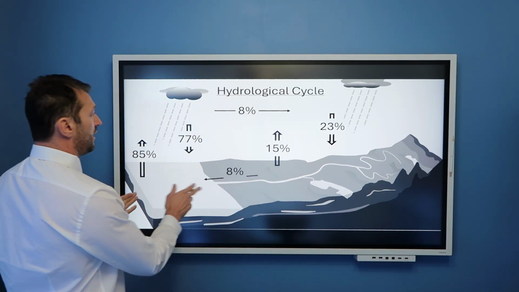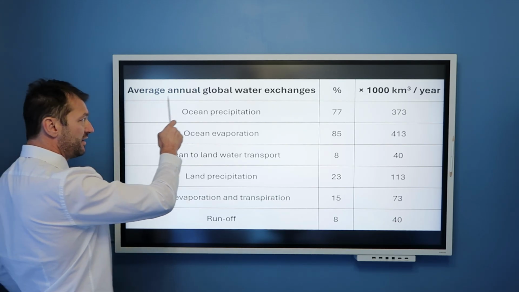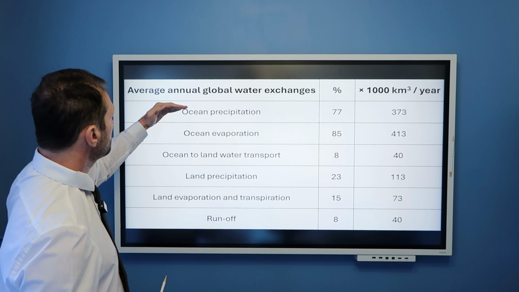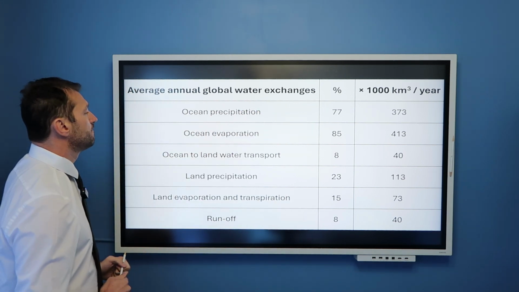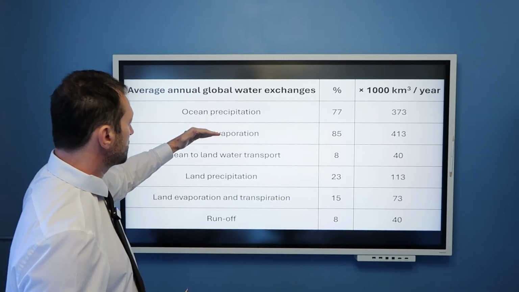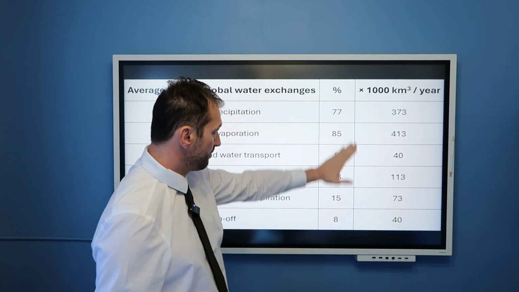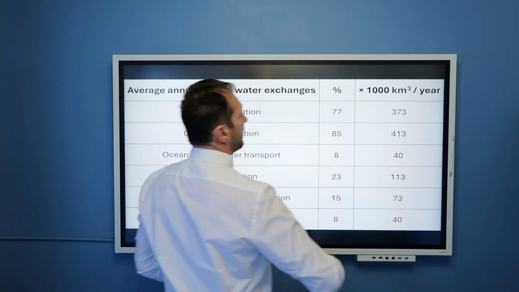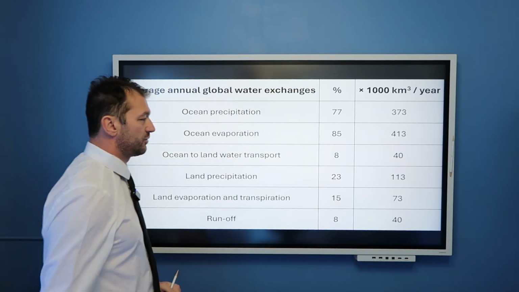Now, we can also put this in the form of a table. So we have average annual global water exchanges. We have ocean precipitation, ocean evaporation, the same figures that I outlined in the previous slide, but I also added a column that is not percentages but absolute values in millions of cubic kilometers per year, as you can see.